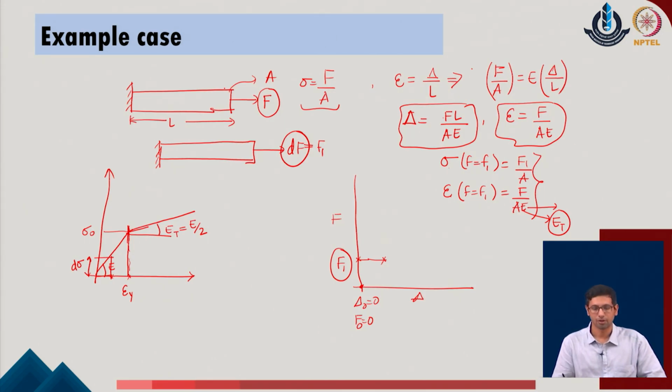So, to obtain the displacement, we can simply use the value FL upon AE, but we must realize that the value of E has to be updated the moment the value of the stress in the system reaches a value greater than the yield value of the given system. So, till the point the sigma value is less than sigma naught, we are okay to use the value of elastic modulus E. The moment sigma becomes greater than sigma naught, we have to modify the value and use it as ET in the given system.